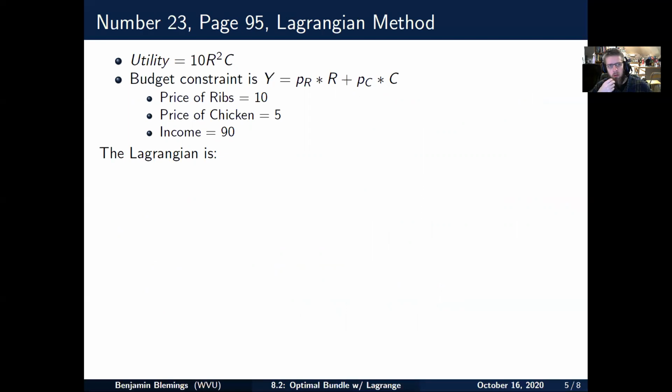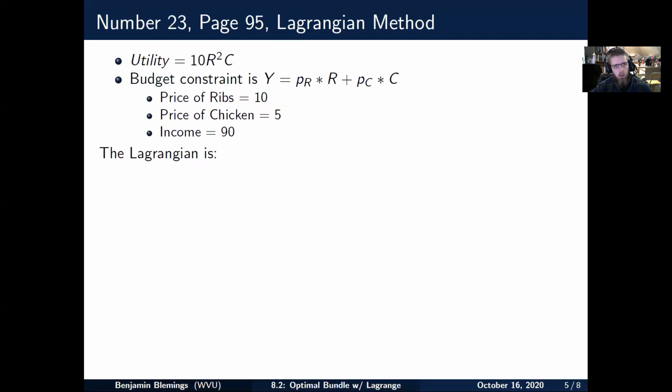Last class, 8.1, I solved number 23 on page 95 using the substitution method. So you've seen that. I want to solve the exact same problem now, but using the Lagrangian method, so you can see that as well. Let's say we have the same things from the last problem. Our utility is equal to 10 times rib squared times chicken. Our budget constraint is income equals the price of ribs times how much ribs we eat plus the price of chicken times how much chicken we eat. The price of ribs is 10, the price of chicken is 5, and the income is 90. So y equals 90, 5 is the price of chicken, and 10 is the price of ribs.